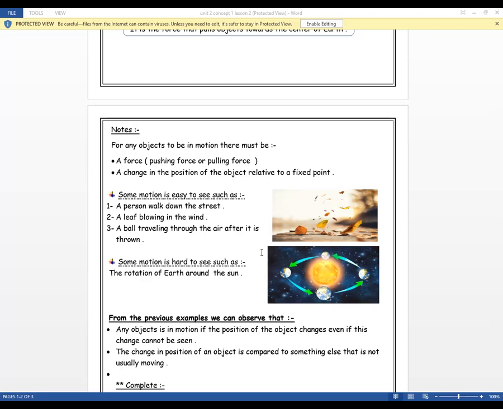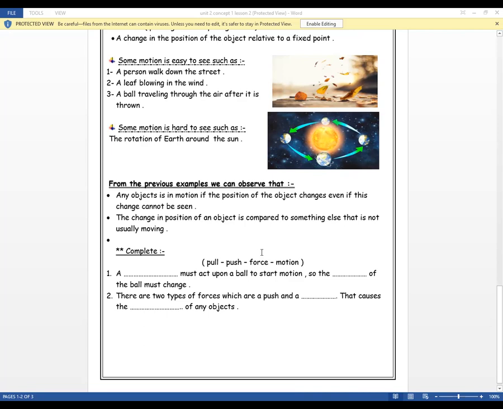But some motion is hard to be seen, like the rotation of the Earth around the sun. Okay? From the previous examples, we can observe that any object is in motion if the position of the object changes, even if this change can't be seen, like the rotation of Earth around the sun.